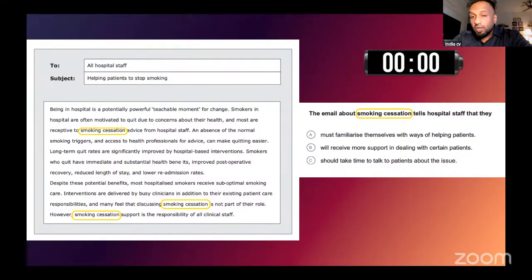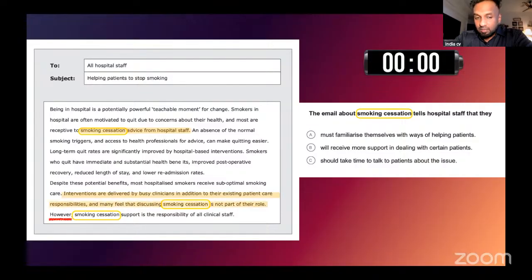You cannot ignore it. So that's the reason the first two get eliminated. Since there is an advice given by the author, and the question is all about the email about smoking cessation, it is telling. Telling means what? Advising. So the question itself is all about what that advice is. So obviously your answer is also going to be something related to an advice, and should stands for advice. So that's the reason the correct answer over here is C. So you need to be very careful with modal verbs.